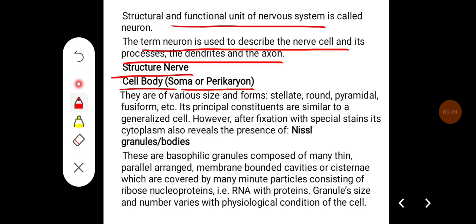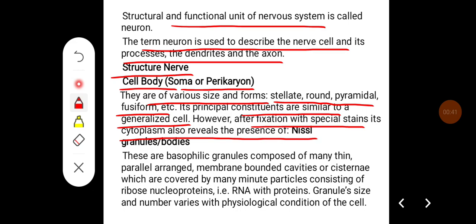soma or perikaryon. There are various sizes and forms. They can be stellate, round, pyramidal, or fusiform. Its principal constituents are similar to a generalized cell. However, after fixation with special stains, its cytoplasm also reveals the presence of Nissl granules, or bodies.